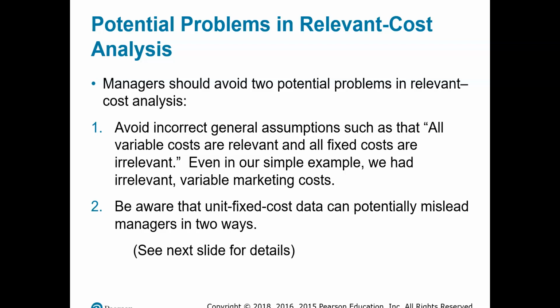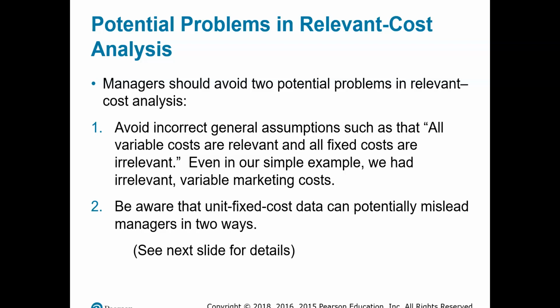Even though in our example we had no additional fixed cost, there may be times where we have to produce a special plate, a special die, or a special logo that we have to incur in order to make that special order. In that case, we would have an additional fixed cost. So, incorrect general assumption: all variable costs are relevant, all fixed costs are irrelevant. While they do generally hold true, we have to analyze it on a situation by situation basis.